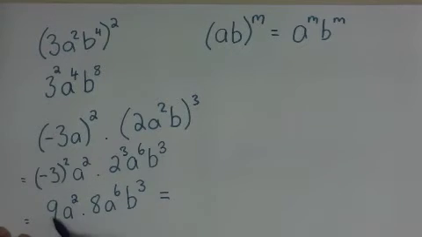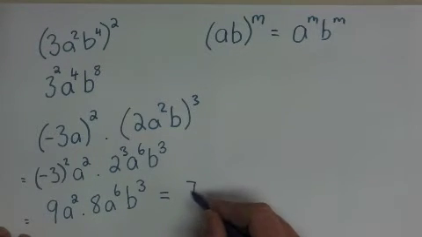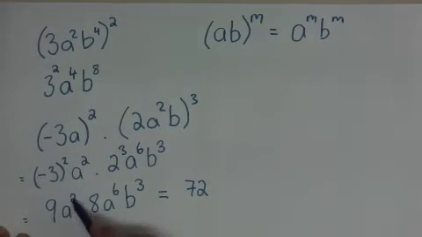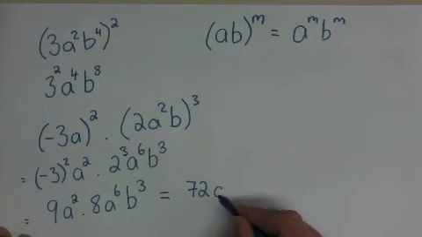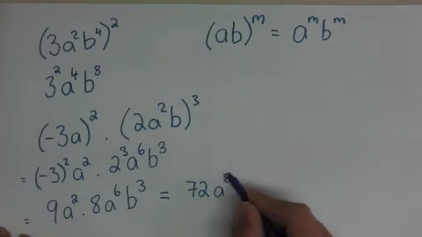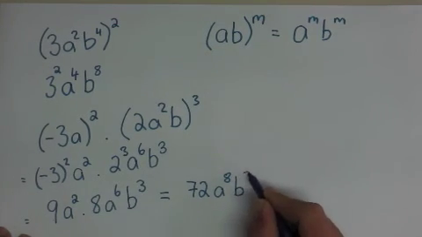Multiplying my numbers together, 9 times 8 is 72. A squared times a to the 6, you add the indices together, so 2 plus 6 is 8, b to the 3.